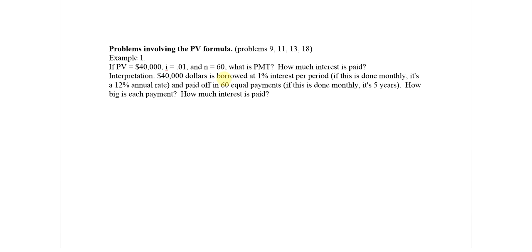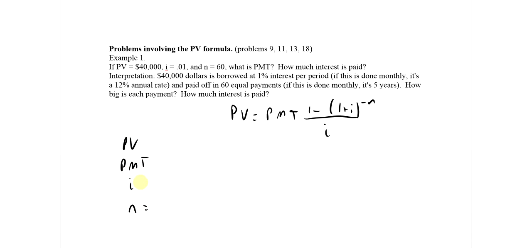So we write down the formula. Present value equals payment times (1 minus (1 plus i) to the minus n) over i. Payment, present value, i, n, always write down your variables so you know which ones you're looking for and which ones you got. So present value, they tell you is 40,000. i, they tell you is 0.01, n is 60, and they want to know what the payment is. So you plug everything in.